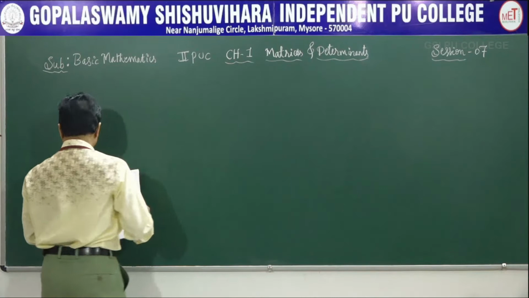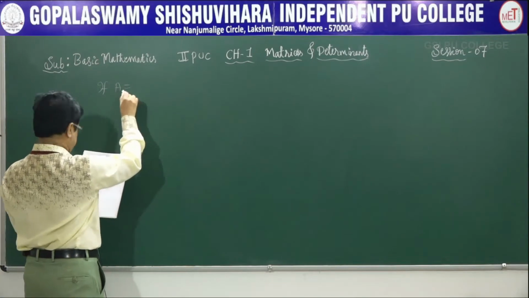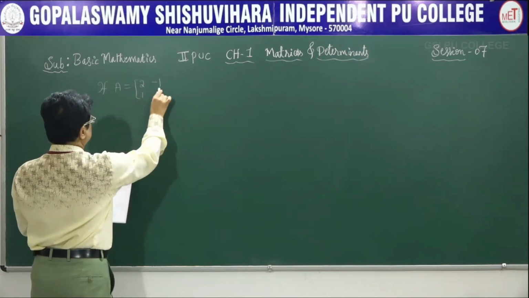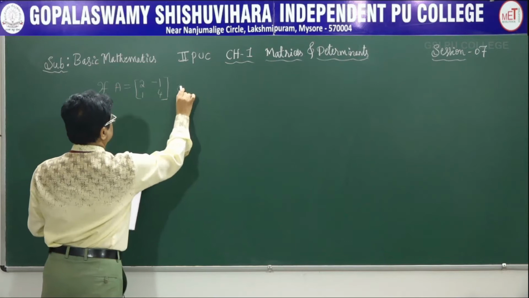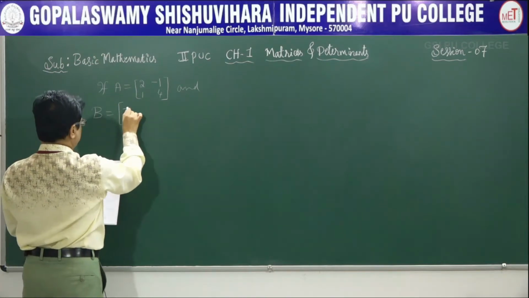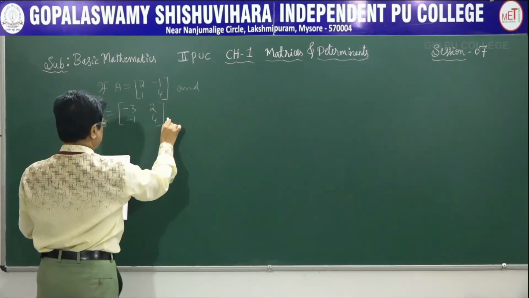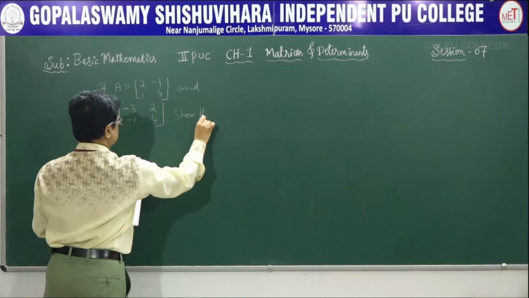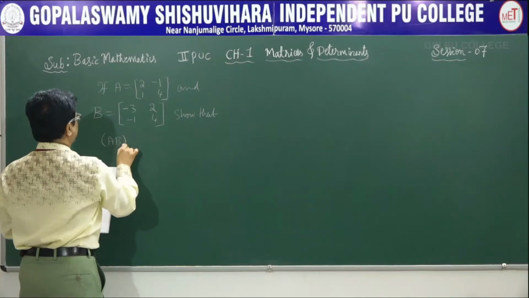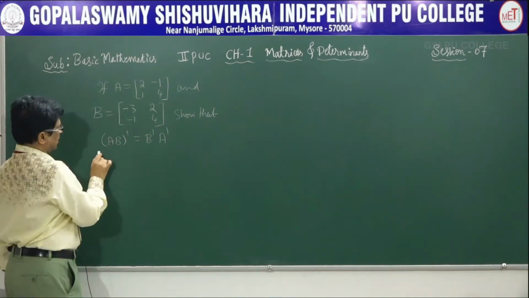So, next problem, if A equals 2 minus 1 1 4 and B equals minus 3 2 minus 1 4, show that (AB)' is equal to B'A'. Solution.